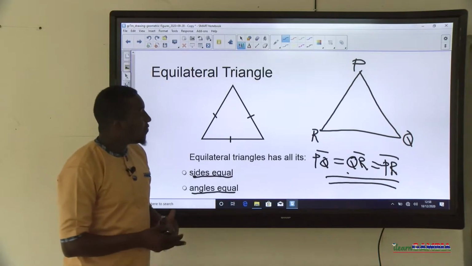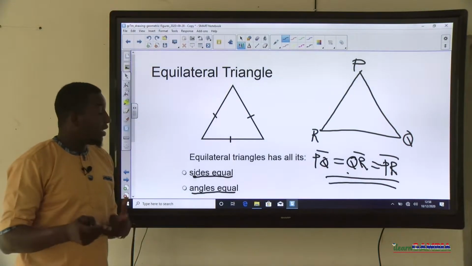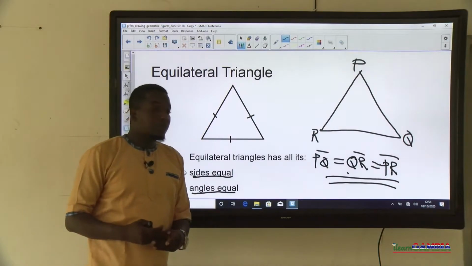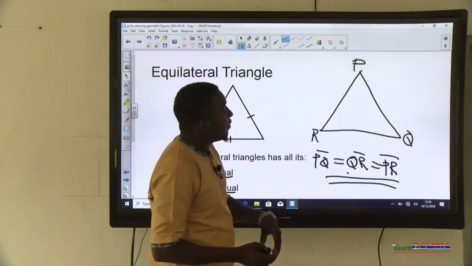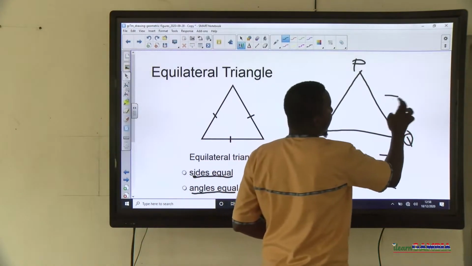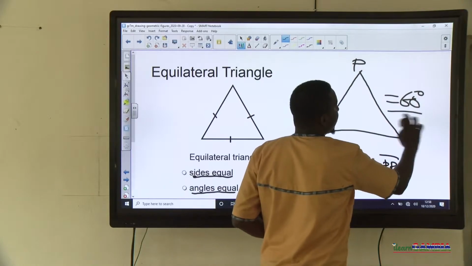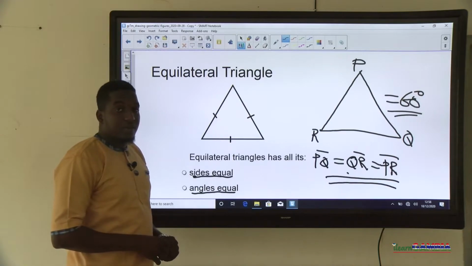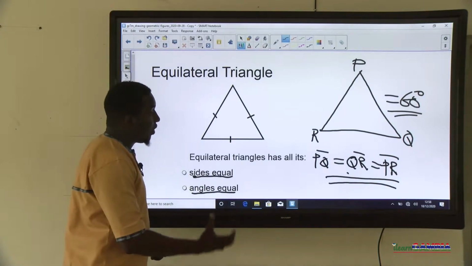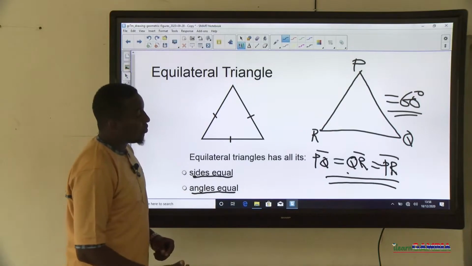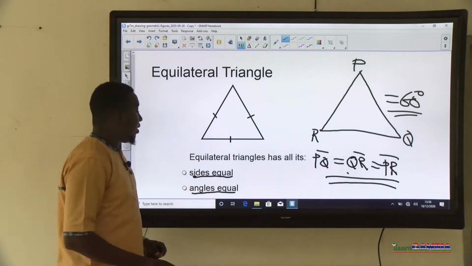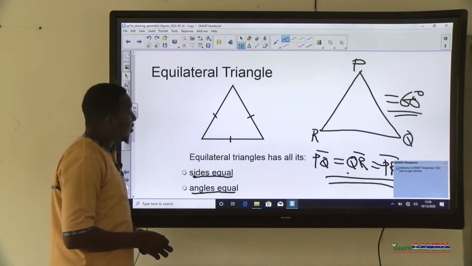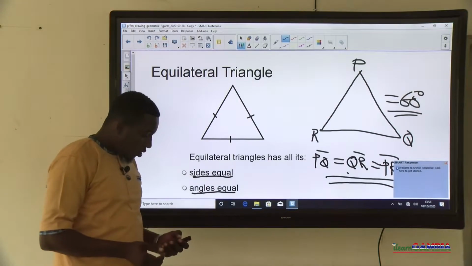Another way to find out if a given triangle is an equilateral triangle is by measuring the angles. When you have a protractor, you can measure the angles, and if you realize that all the angles are equal to 60 degrees, then you can also conclude that that triangle is an equilateral triangle. So far, all we need to know about equilateral triangles is that all the sides are equal and all the angles are equal and are also equal to 60 degrees. Then we look at another one.